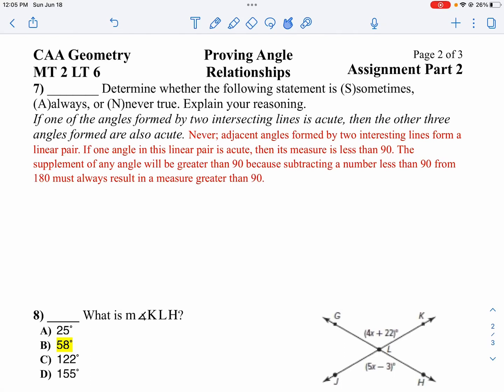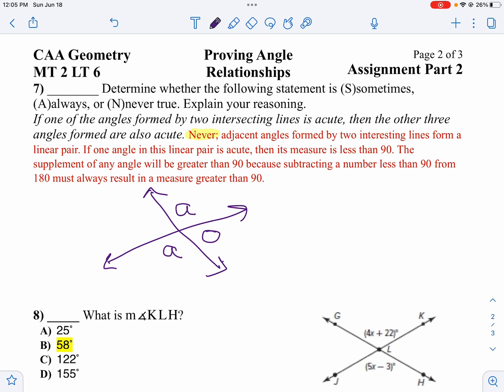On question number 7, our answer is never. The reason it's never is if you have two lines intersecting forming vertical angles and one of them is acute, we know its vertical angle is acute, and we know it's a linear pair, so they're supplementary. So if one angle is acute, the other has to be obtuse. So it's impossible to have two acute angles that are supplementary.